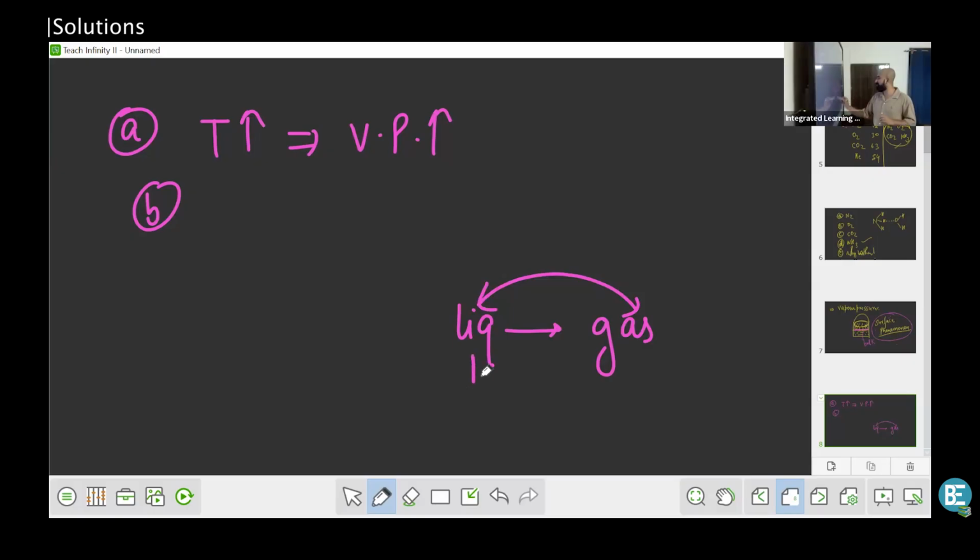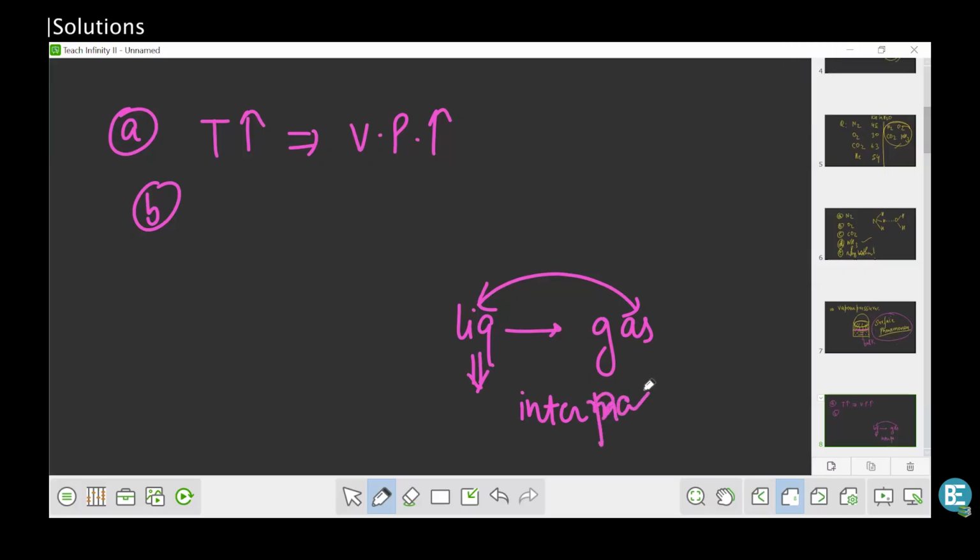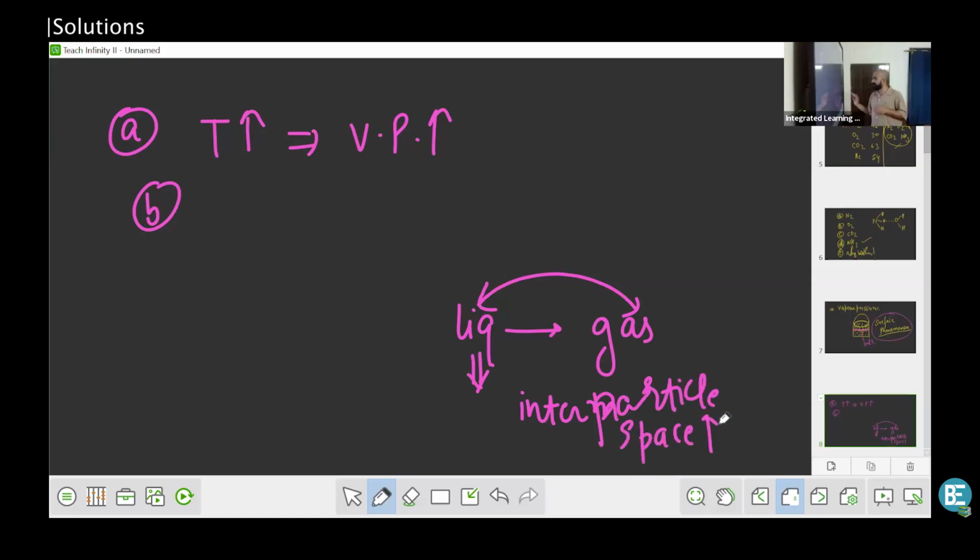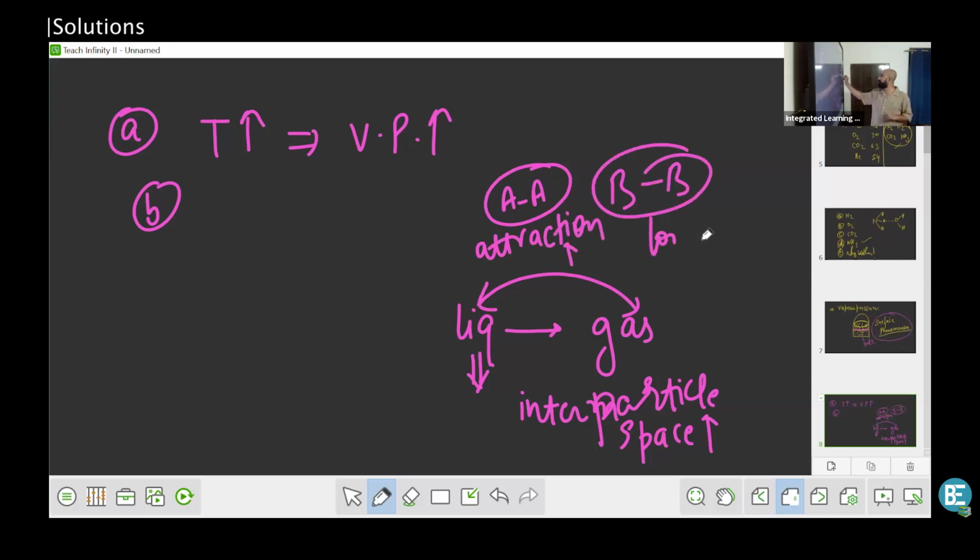Basically, what are you doing? Intermolecular particles space, like tightly packed. In the liquid, particles are tightly packed and nearby, and in the gas, particles are far away. Okay, so inter-particle space is increasing. So tell me, I'm asking a very simple question. There are two particles. One is A particle, one is B particle. In the A particle, attraction is very high. In the B particle, attraction is low. In which case will more vapor be formed?